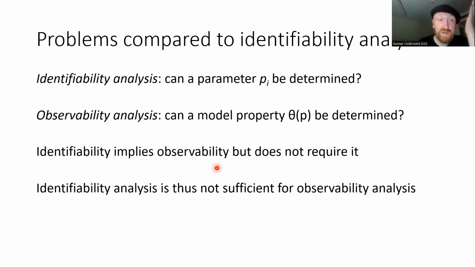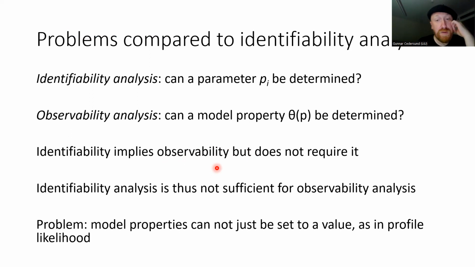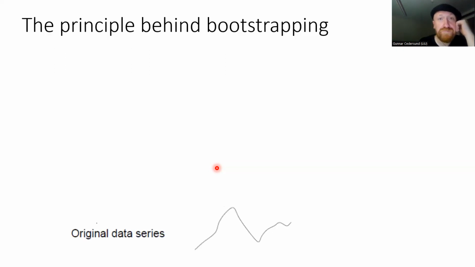So all of this means that identifiability analysis has some usefulness, especially if you want to know the values of the parameters. But it's not sufficient to know whether a prediction is a core prediction. So for that, you need to do observability analysis. And the problem with this profile likelihood approach is that now you can no longer set a parameter to a value and just do the optimization. So that's why it's slightly more complicated in this situation. And we'll come back to how to modify the profile likelihood analysis. But first, let's look at two other alternatives.